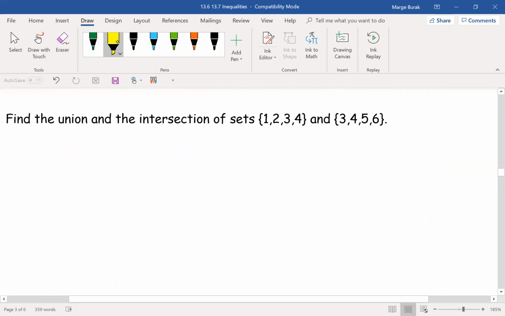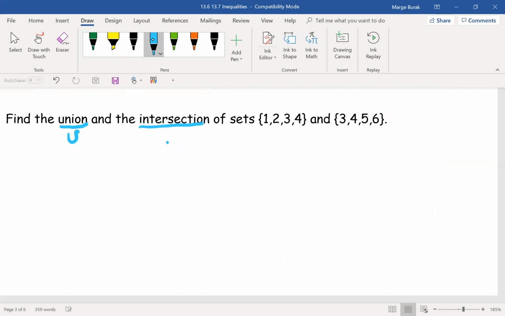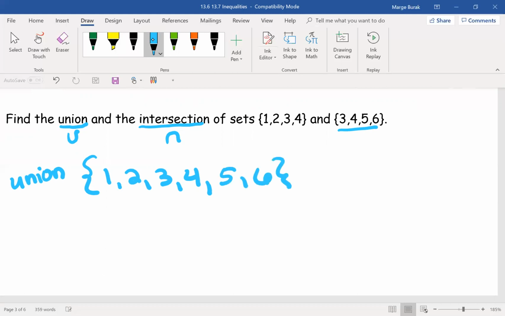Let's illustrate it with this right here. Find the union and the intersection of these two sets. The union is everybody. So the union is going to be 1, 2, 3, and 4. And I've got to have all of those too. I'm not going to list 3 and 4 again, but I am going to list 5 and 6.